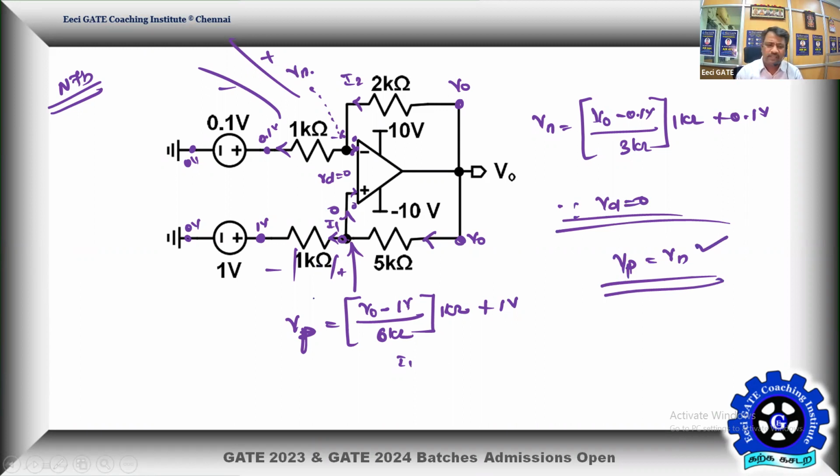So then what is the equation? VP is a function of V0. VN is also a function of V0. And then you're going to form an equation only a function of V0. Then you can easily solve it. Yes, let us take the two equations.